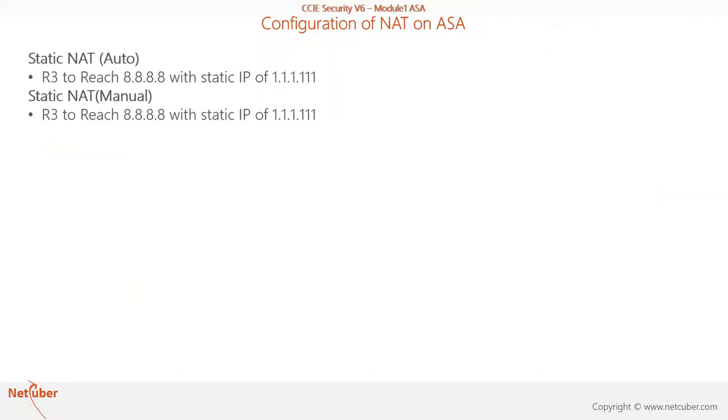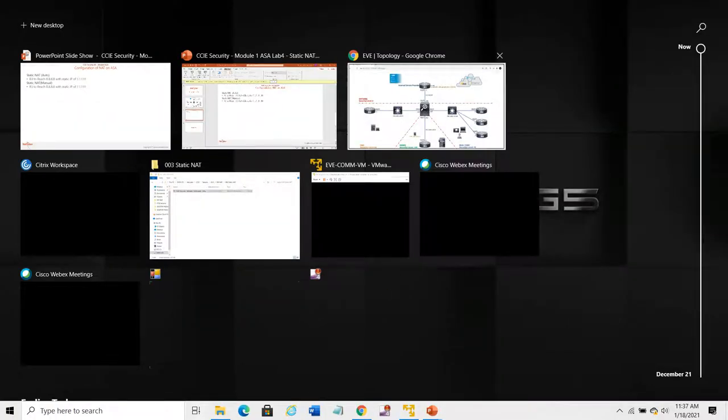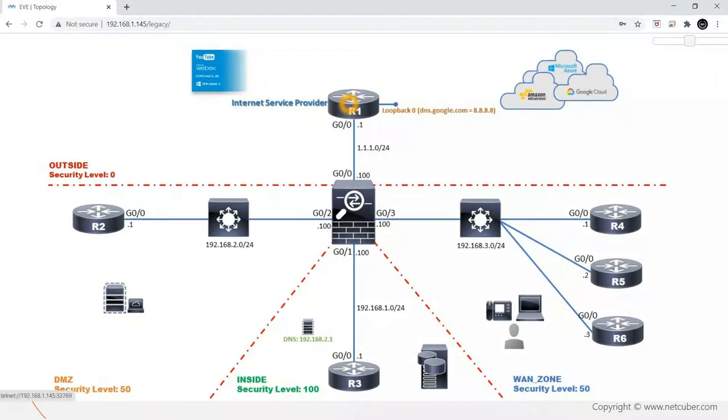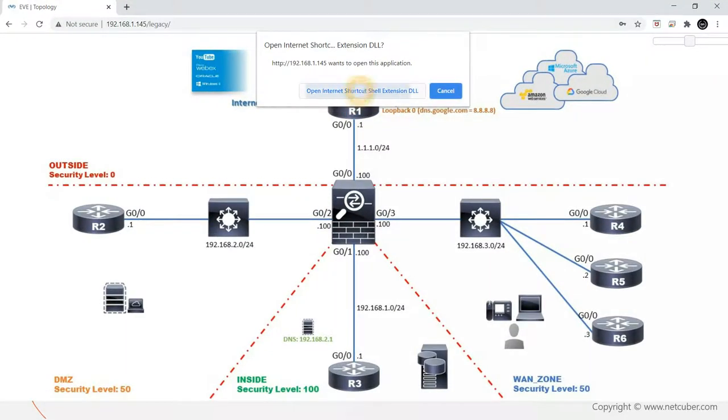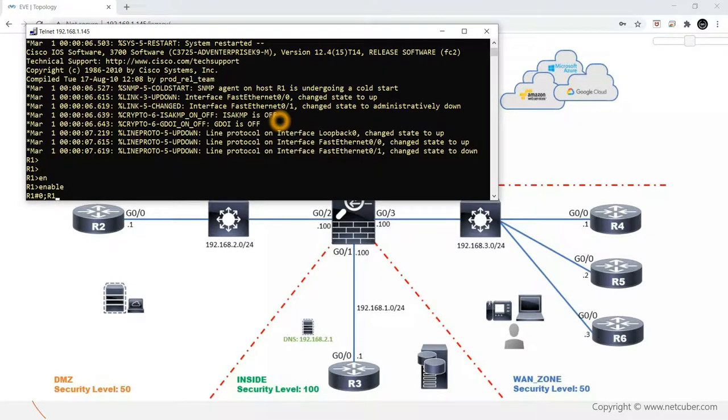Here is our task: R3 to reach 8.8.8.8 with static source IP address of 1.1.1.111. We'll be configuring NAT by using auto and manual type of implementation. Quickly, I'll show you the configuration.